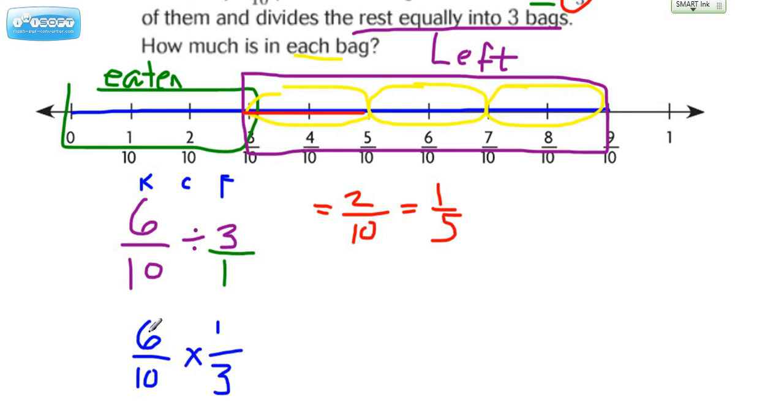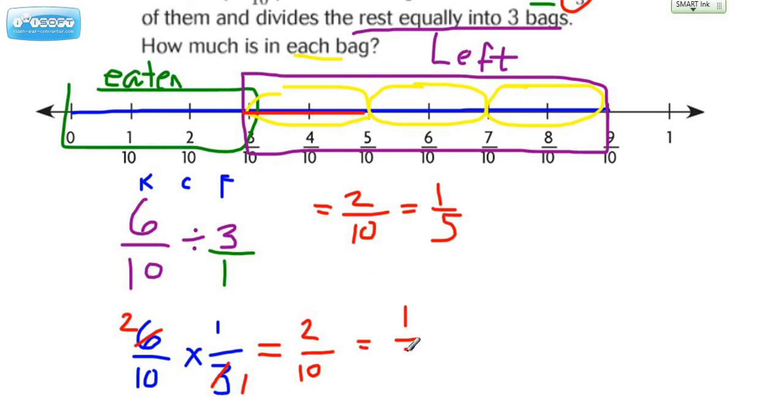If we cross-reduce, or pre-reduce, I like to call it, 3 is a factor of both of these numbers. It's going to go into 3 once, and 6 divided by 3 is 2. And if we go across now, we have nothing to do here as far as reducing. 2 times 1 is 2. 10 times 1 is 10. And isn't that the same thing we got here? And it'll still reduce to equaling 1/5.